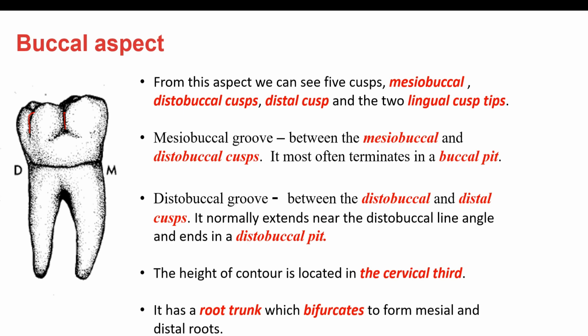The root, because it is bifurcated, meaning it is divided, it has a root trunk. So this portion where the root is undivided is called as the root trunk, and this is the point of bifurcation because there it divides into a mesial root and a distal root.